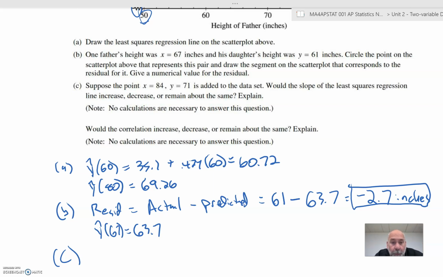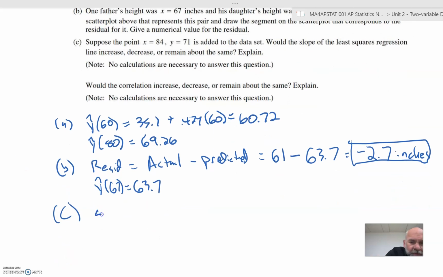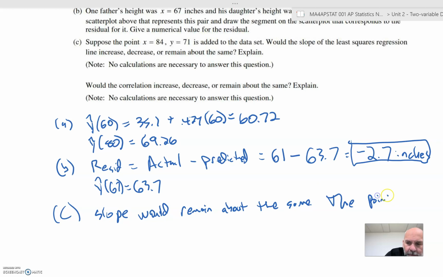Would the slope of the least squares regression line increase, decrease, or remain about the same? The slope would remain about the same. The point is already on the least squares regression line. I might think about adding more to that, but because of my time, I'm not going to add more because I have to finish in 40 seconds.